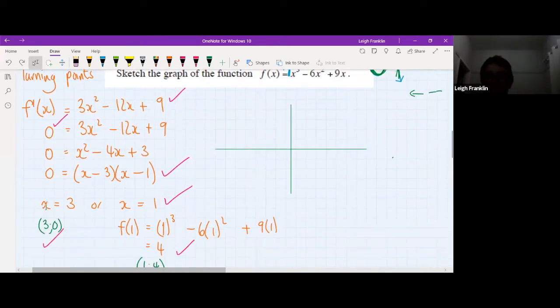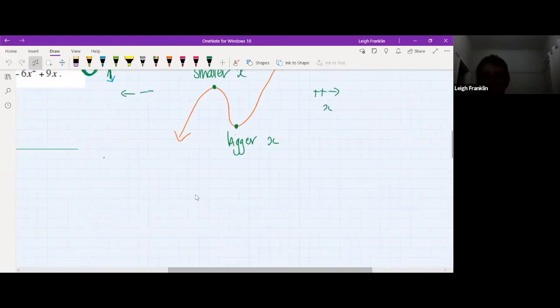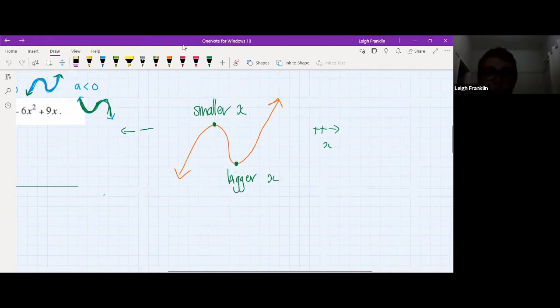Okay, so we've got the number 1 and we've got the number 3. Which one's the smaller number? The 1, hey, all right. So that means that 1 and 4 has to come first. Okay, 1 and 4 has to come first. And 3 and 0 has to come second. Does that make sense, guys?